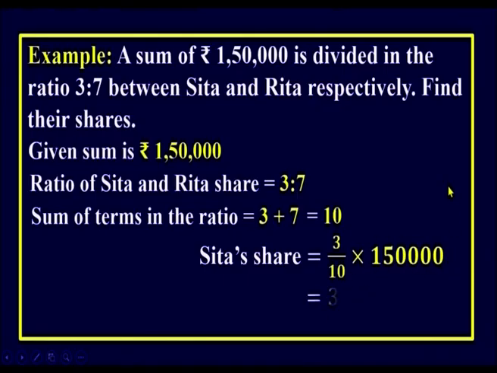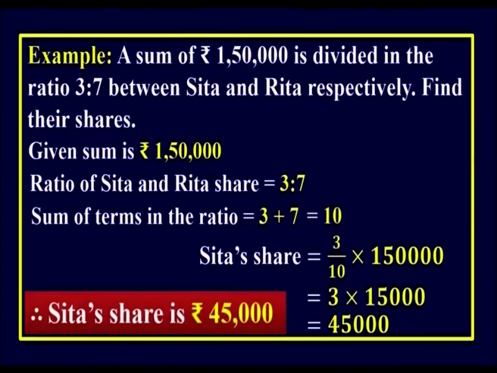Now, let us simplify this, children. On simplifying this, we get 3 into, here 10 goes how many times? 15,000 times. So, 3 into 15,000, you will be getting 45,000. So, Sita's share is 45,000 rupees.